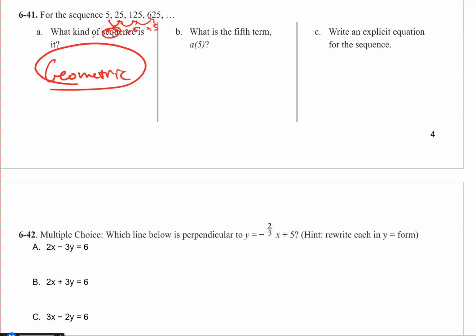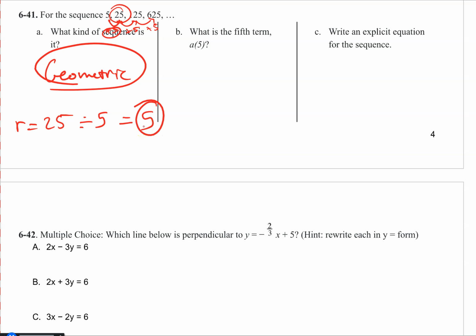If you're wondering where I got that times 5 from, the trick is you take the second number, which is 25, and then you divide it by the first number. And this tells you how to get to the next term. What do you multiply by? Multiply by 5. Okay, what is the fifth term? Write an explicit equation. I'll let you do that.